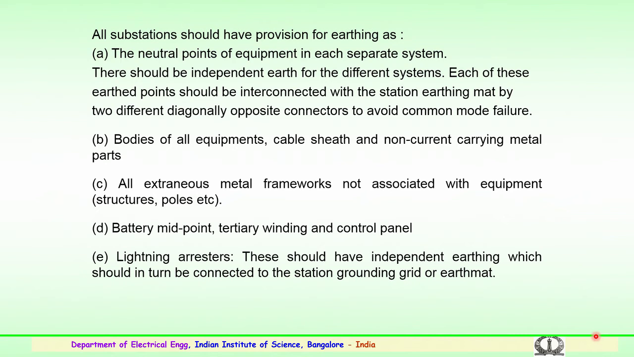So, all the bodies of the equipment, any equipment systems which are in the substation, the cable sheath and also the non current carrying metal parts have to be properly earthed. Any extraneous metal frameworks which are not associated with the equipment, structure, poles, etc. are also to be earthed. The battery midpoint, the tertiary windings and the control panels also have provisions for earthing. The important point is the lightning arresters, which are very important components in the substation. These should have an independent earthing, which should in turn be connected to the station ground grid or the earth mat which exists in the substation.